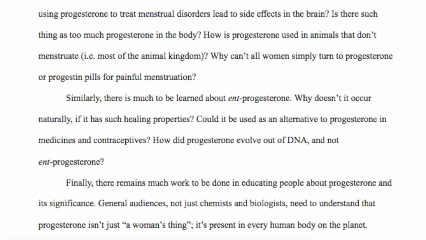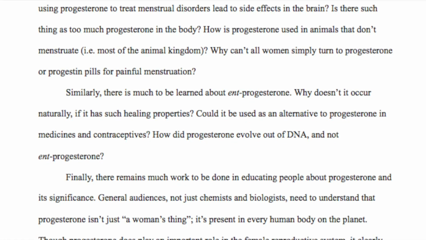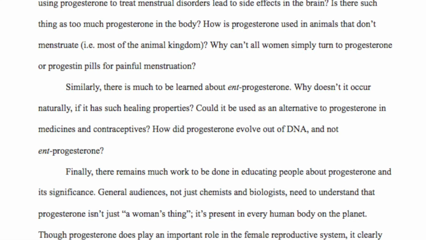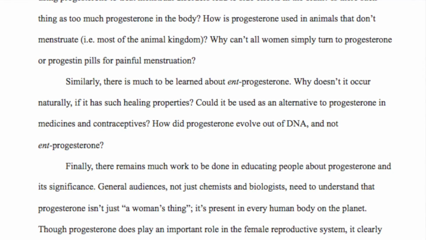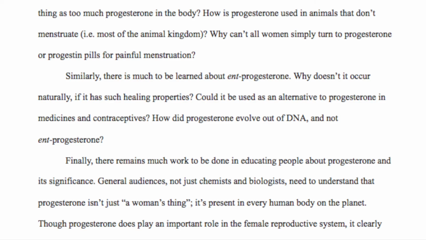Similarly, there is much to be learned about ent-progesterone. Why doesn't it occur naturally if it has such healing properties? Could it be used as an alternative to progesterone in medicines and contraceptives? How did progesterone evolve out of DNA and not ent-progesterone?